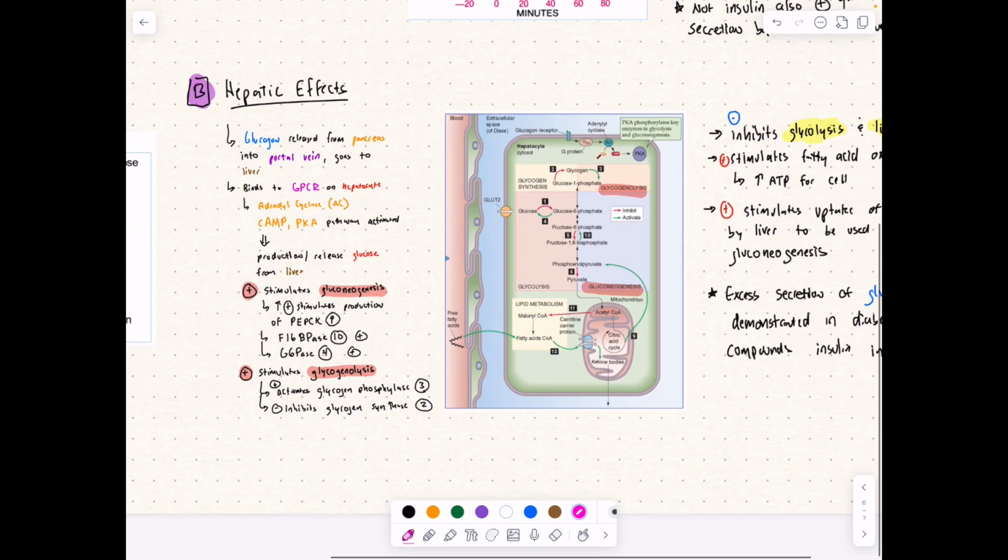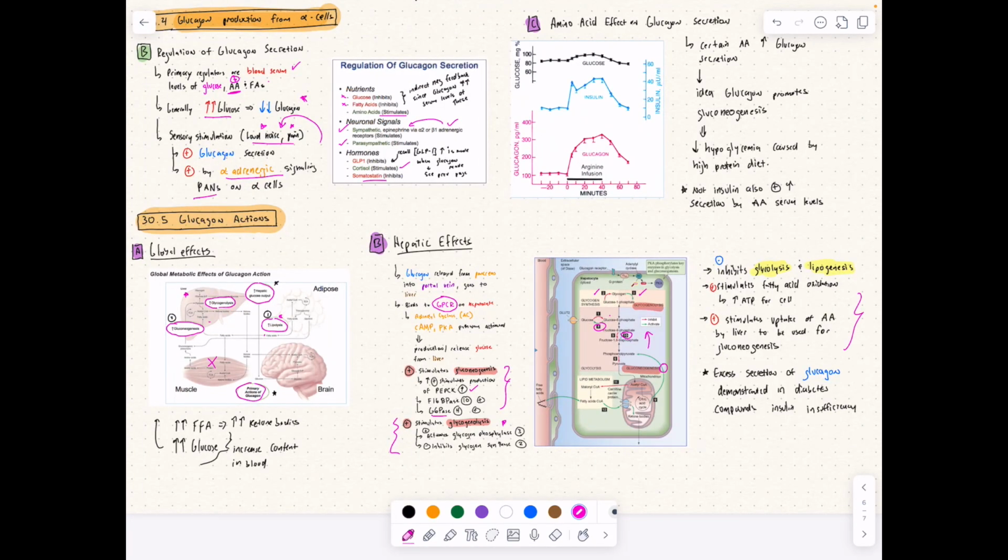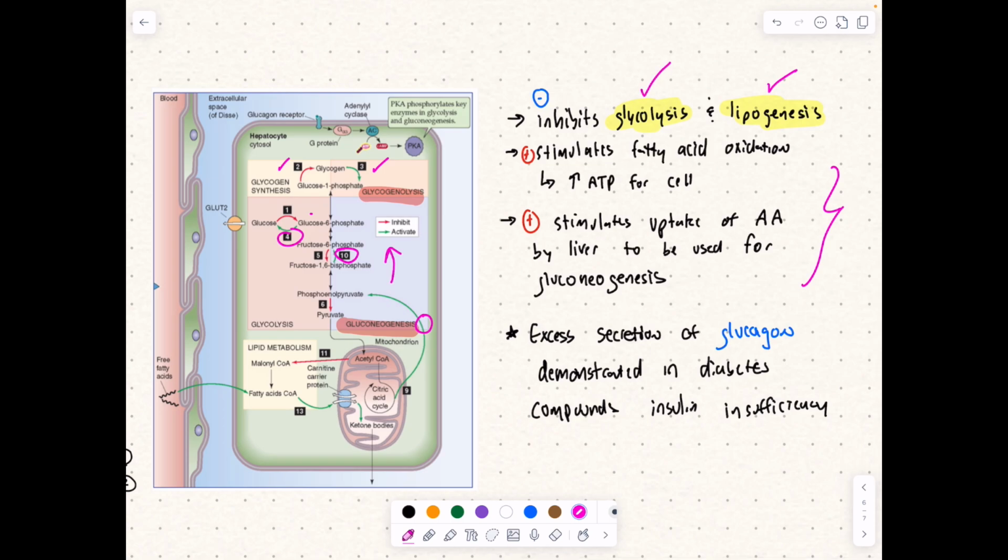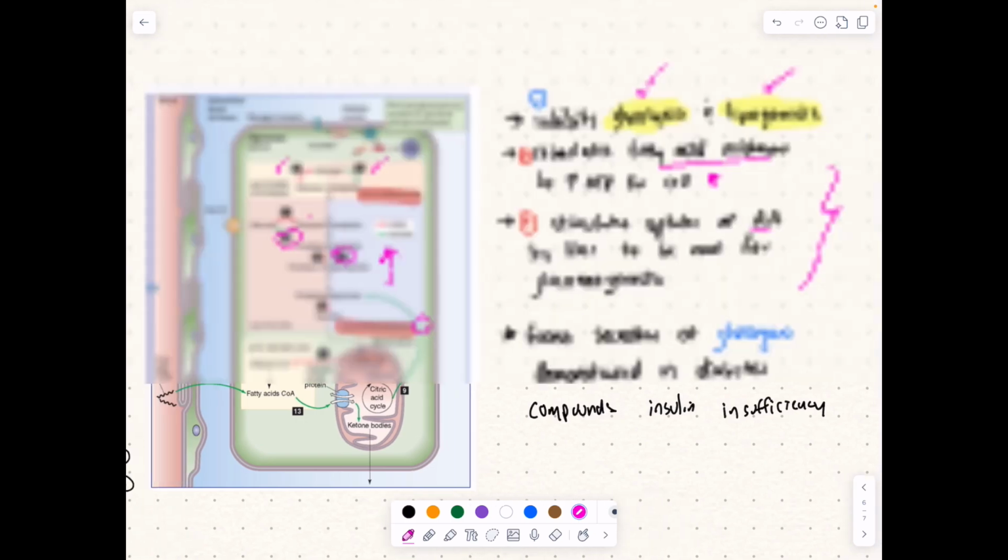All right, so then we had effects on the pancreas. Basically, we have a GPCR, G-coupled protein receptor, for glucagon. And basically, it does exactly what we said. Stimulate gluconeogenesis, stimulate glycogenolysis. We want to stimulate PepCK, right? This guy. Stimulate the pathway that's for gluconeogenesis. So fructose 1,6 bisphosphate, and then dephosphorylating glucose phosphate, so G6Pase. And then stimulate glycogenolysis by activating glycogen phosphorylase and inhibiting glycogen synthase. Okay, this is saying similar things. So inhibit lipogenesis and glycolysis, and then stimulate fatty acid oxidation to increase ATP for the cell, and then stimulate uptake of amino acids by the liver to be used for gluconeogenesis.